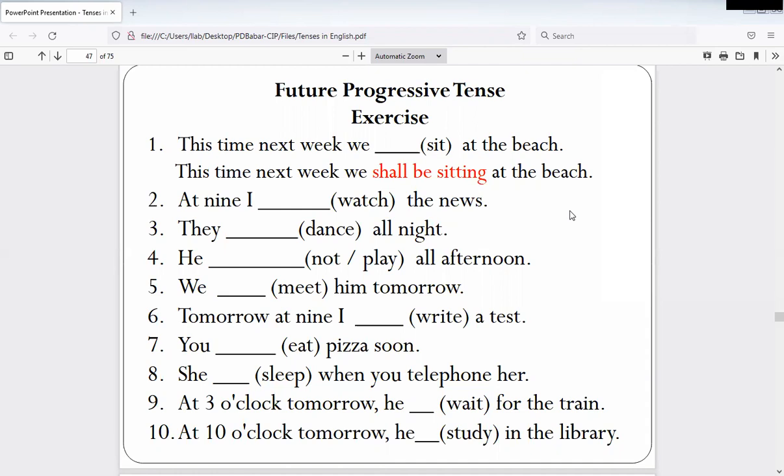So this is the future prediction. Okay, they will be, we are using here will be. After they there comes will be. Then moving towards fourth one, he in bracket not play all afternoon. Here, what will be the verb structure?